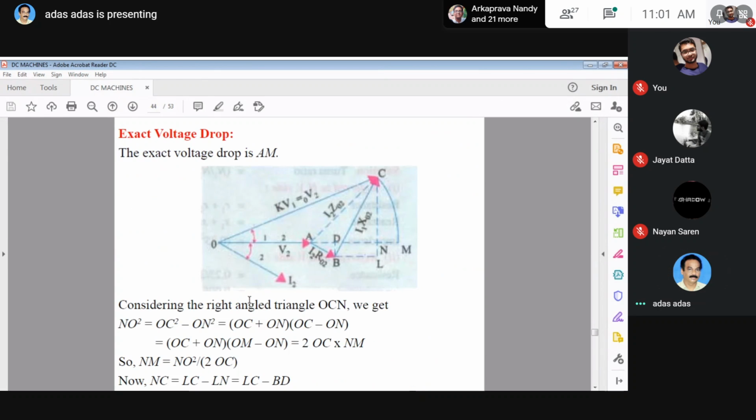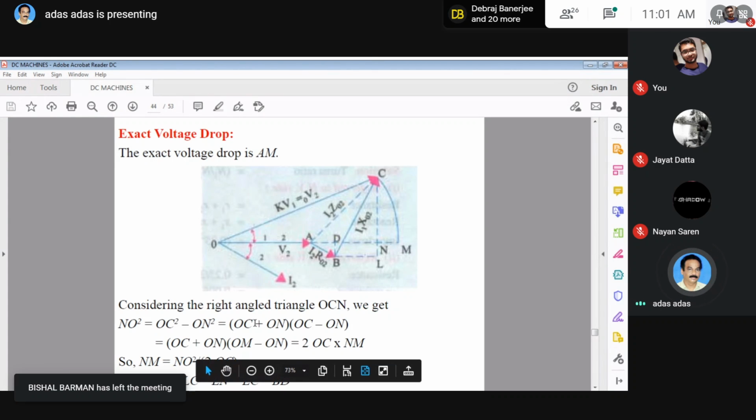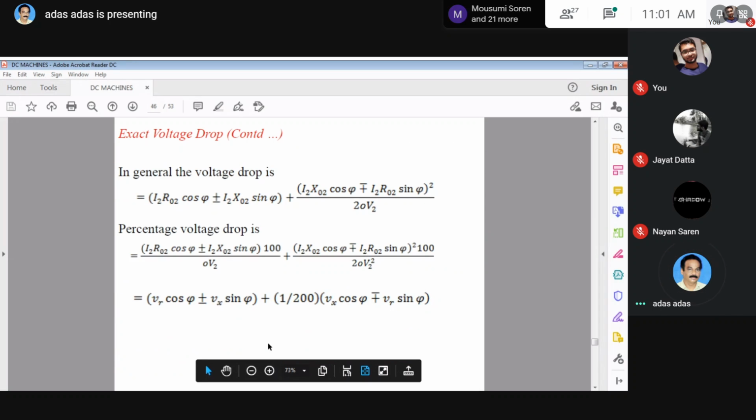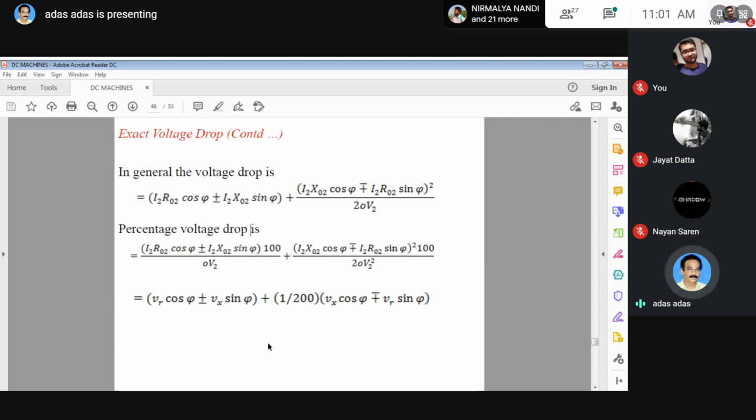Next, it was the exact voltage drop. Up to this, we are neglecting the portion NM. Here we will find the portion NM only. There is some mistake here which we will rectify after this. However, we get the voltage drop NM, and total is these portions and these portions, and this is your exact voltage drop for lagging power factor load, and this is the exact voltage drop for leading power factor load. These are the general expressions, and in short form you can write these expressions. This is the ultimate.